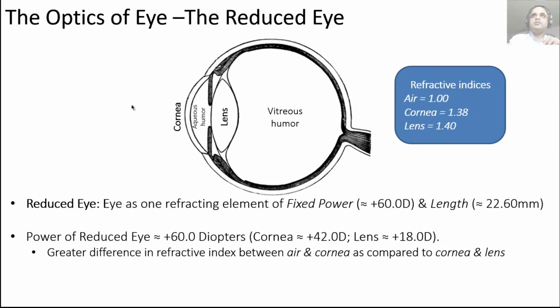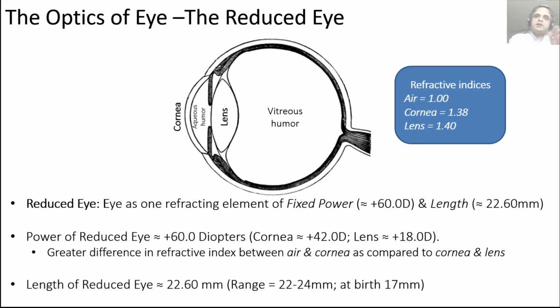Cornea is surrounded by air, which has a refractive index of 1. Cornea has a refractive index of 1.38. The aqueous humor has a very similar refractive index to the cornea, so we'll just consider it as 1.38. The lens has a refractive index of 1.4. So the difference between the refractive index of aqueous humor and the lens is just 0.02, whereas the difference between the refractive index of air and cornea is 0.38. Thus, more refraction occurs at the air-cornea interface as compared to the aqueous humor-lens interface. Thus, cornea provides the majority of this power.